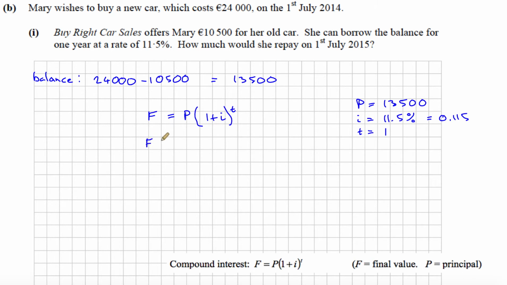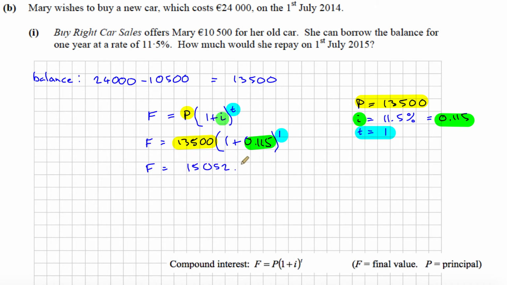Okay, so F then is equal to the P value, which is 13,500, multiplied by 1 plus I, which is 0.115, to the power of T, which is 1. So again, just to be clear, the P value we sub in there to the formula, the I value, which is the decimal, gets substituted in here, and the T value, which is 1 year in our case because it's a year later, gets substituted in as the power. So when we put all of this in, then we end up with the final amount, which she has to pay a year later, is 15,052 and 50 cents. And again, that's euro. So that's how much she has to pay a year later.